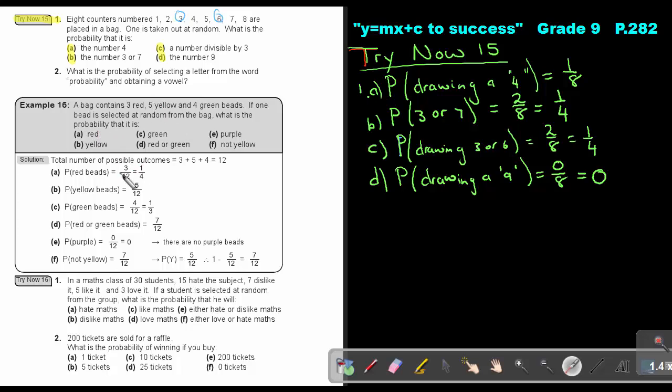Yellow, 5 out of 12. Green, 4 out of 12, which you can simplify to a third. Red or green. So that means you must count the red as well as the green, and that's 7 out of 12. Purple. There's no purple, so it's 0 out of 12, so it's 0. And then not yellow. That means this one and this one, so it's 7 out of 12. Or you can take, remember, a certainty is 1, and you subtract the rest, which is 5, the yellow ones, and that will also give you 7 out of 12.